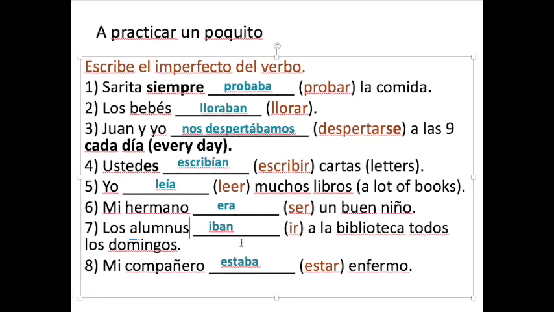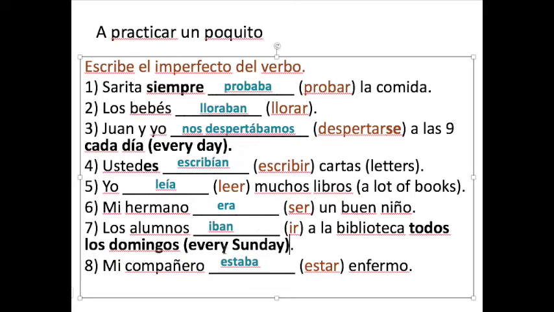Y finalmente, mi compañero blank enfermo. Enfermo is sick. It's a description of someone. So because of that, we're going to use the imperfect, right? Because it's a description. So mi compañero, my friend, estaba enfermo. He was sick.